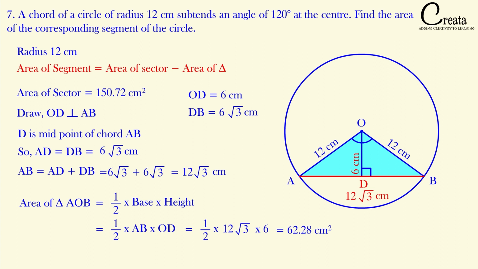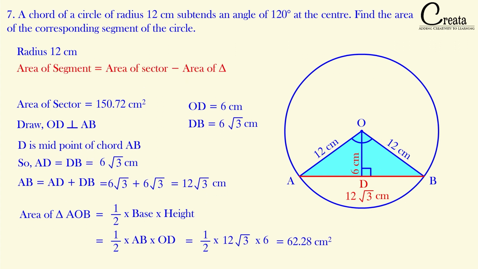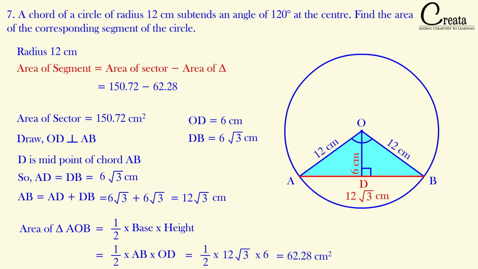Now we can easily find the area of the segment, which is area of the sector minus area of the triangle. Let's put the value. We got our answer as 88.44 centimeters square. That is the answer of question number 7. Got it? So we have done with question number 7. Let's move to question number 8.